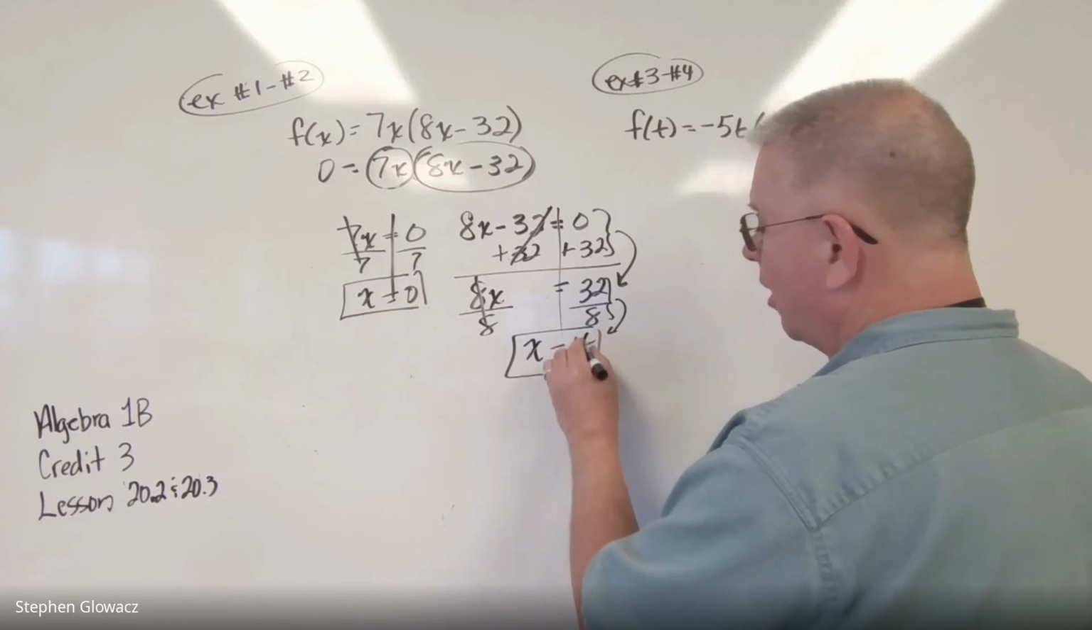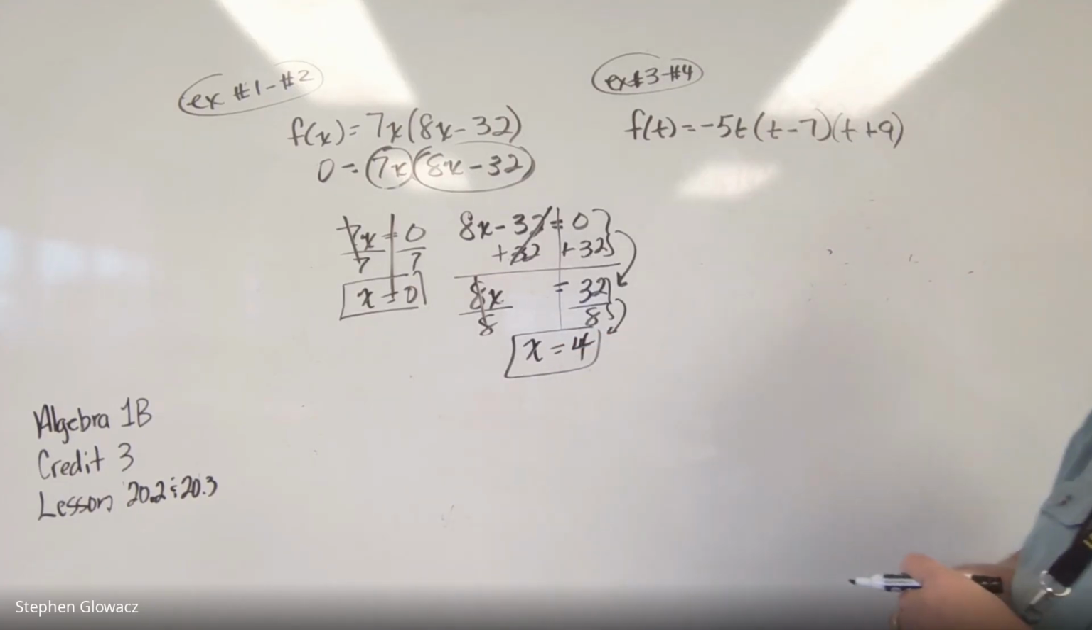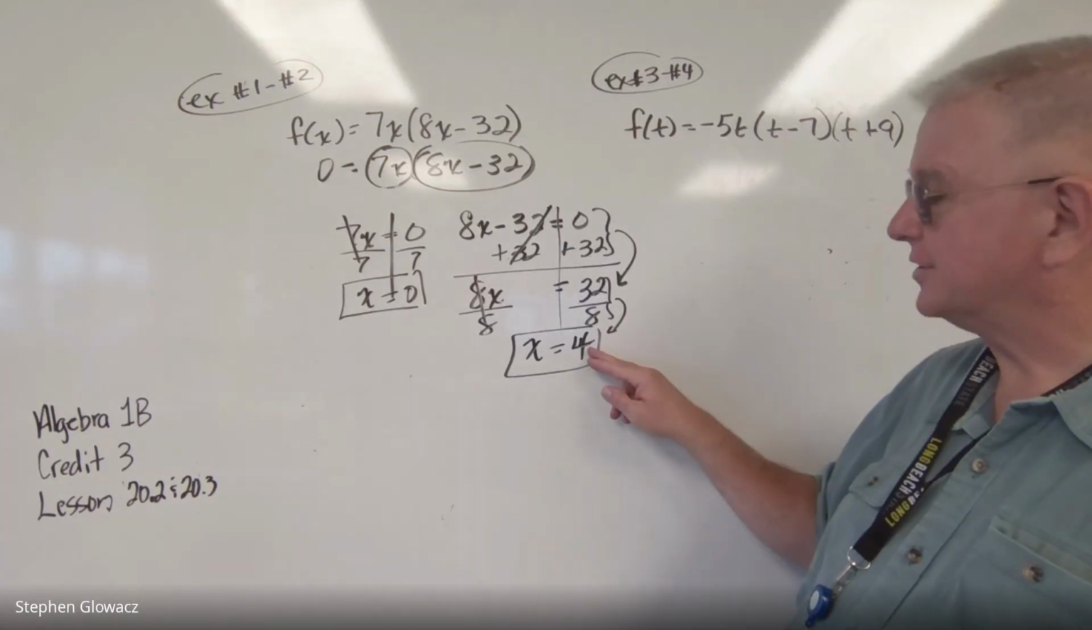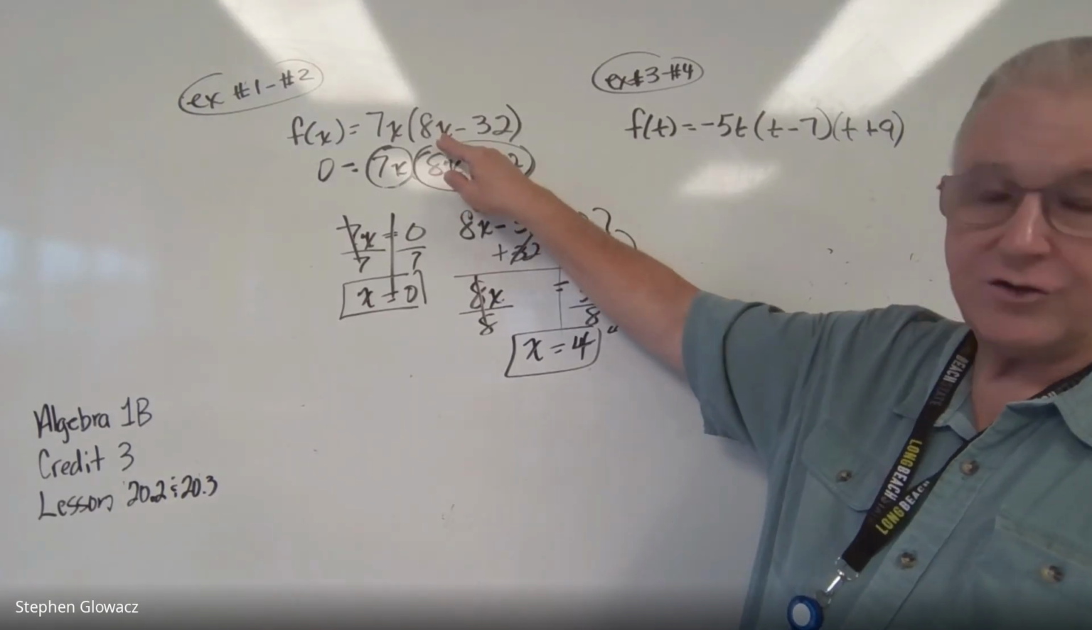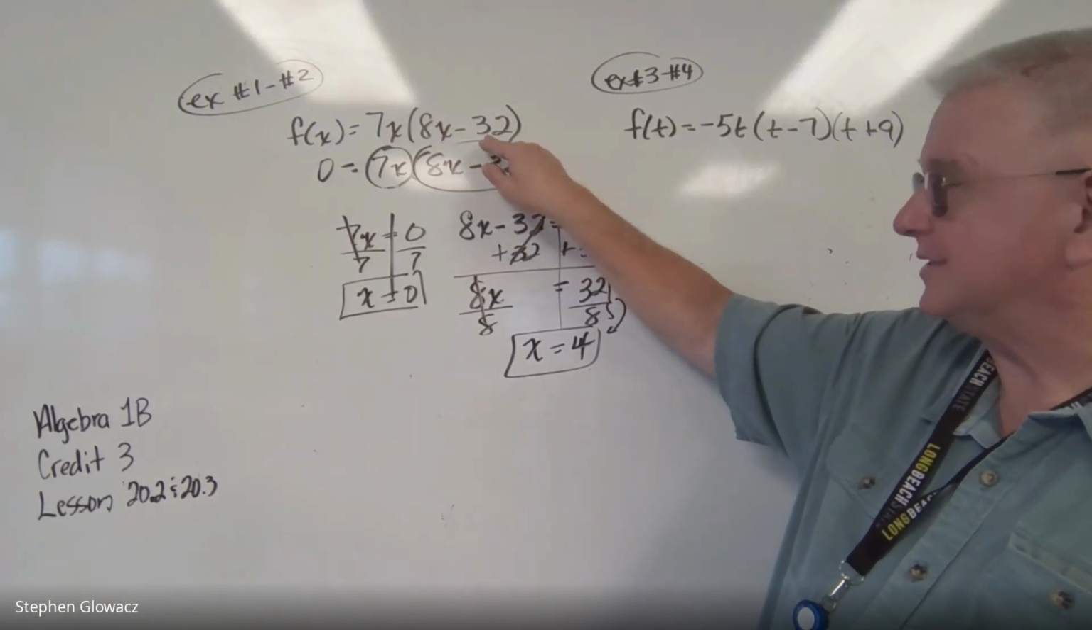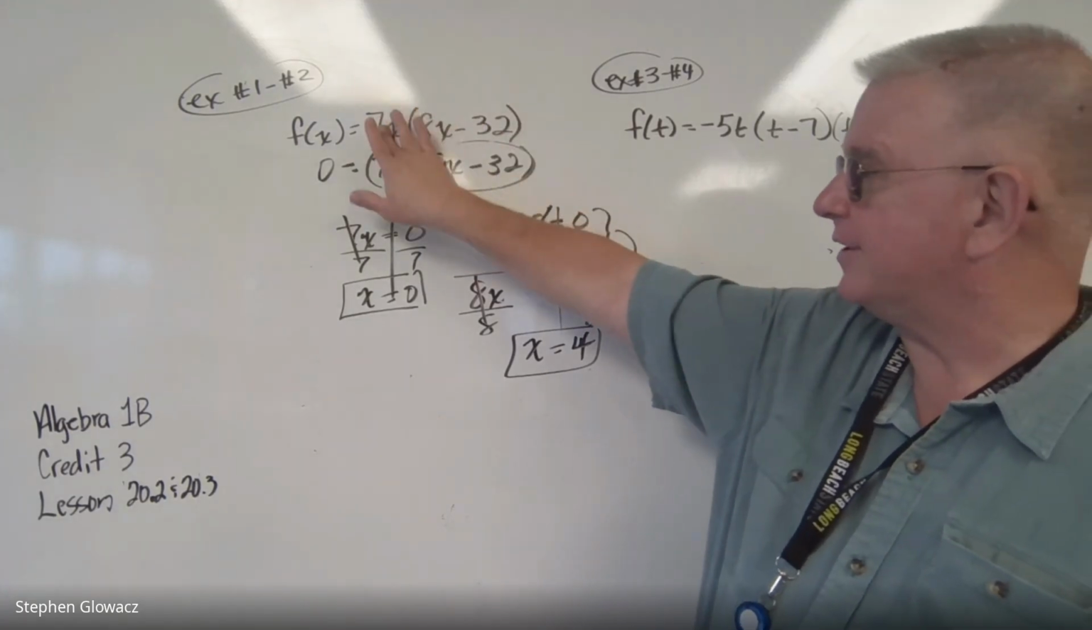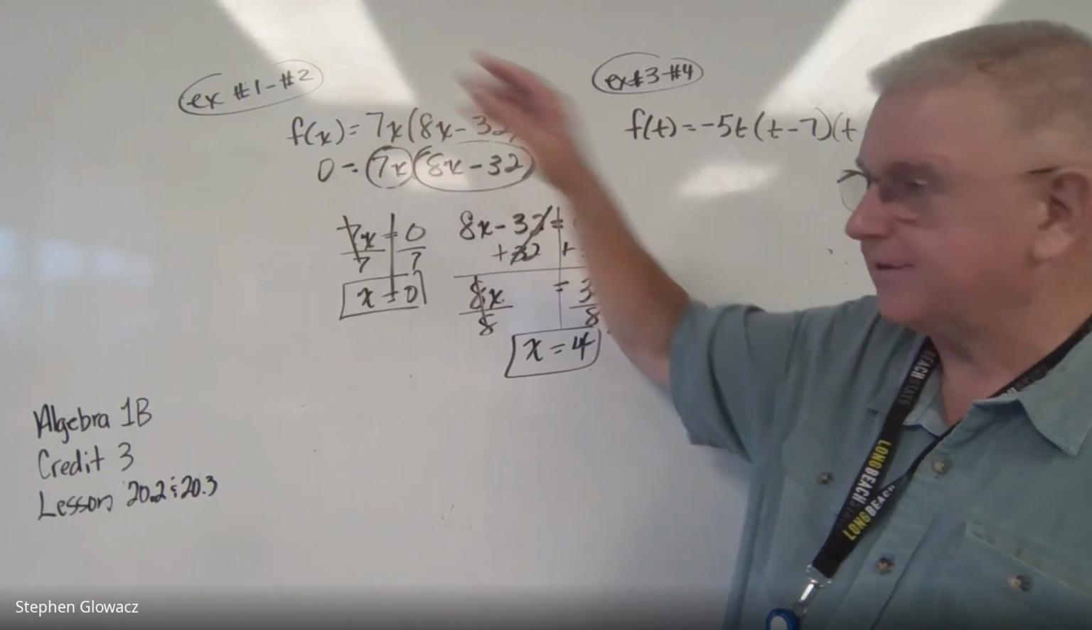And so our other answer, our other zero, our other value of x that makes this function 0 is if x is 4. And the way it does that, 8 times 4 is 32. 32 minus 32 is 0. And then 0 times whatever this would be, doesn't matter because 0 times anything is 0.